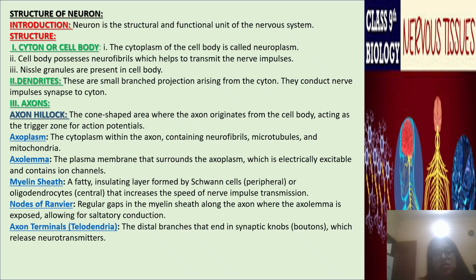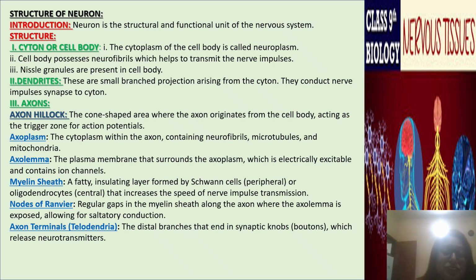Axons. Axon hillock, the cone-shaped area where the axon originates from the cell body, acting as the trigger zone for the action potential. Next, axoplasm, the cytoplasm within the axon, which contains neurofibrils, microtubules and mitochondria. Next, axolemma, the plasma membrane that surrounds the axoplasm, which is electrically excitable and contains ion channels. Next, myelin sheath, a fatty insulating layer formed by Schwann cells, that is peripheral, or oligodendrocytes, that is central, that increases the speed of nerve impulse transmission.